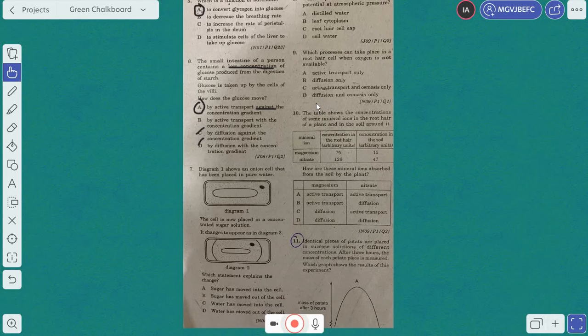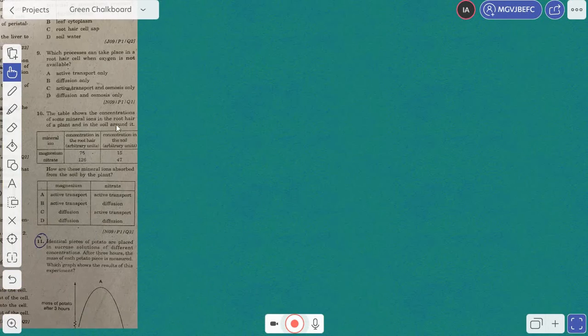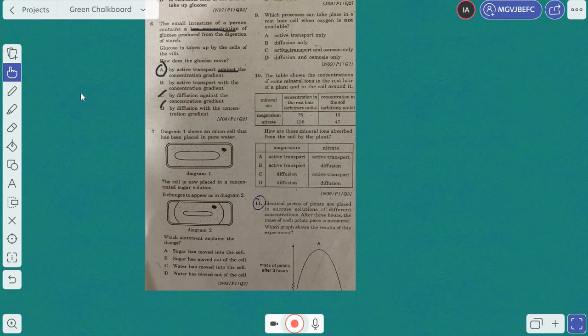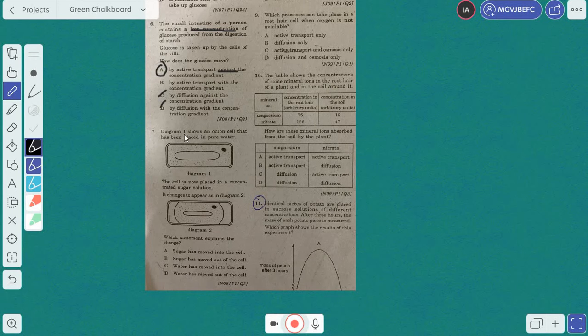Okay, 7. Sorry. In 7, diagram 1 shows an onion cell. This is a plant cell. You can tell by the regular shape. Cell that has been placed in pure water, right? So this here has been placed in pure water. And now the cell is placed in a more concentrated sugar solution, which means containing less water. Now it changes to appear as in diagram 2, right here. After change. Which statement explains the change?